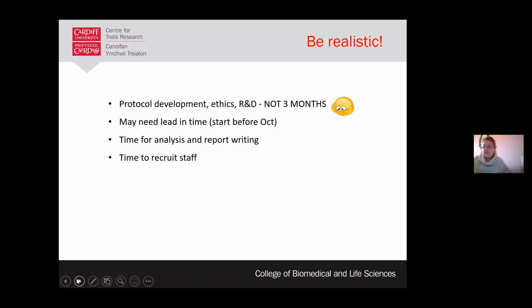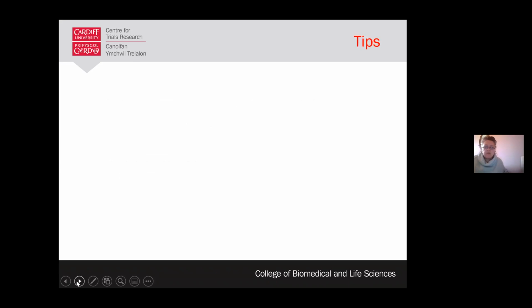And then you need to make sure that you've included time to recruit staff and any contracting that may take time, depending on which organisation you work with and who your partners are. And make sure that you're realistic about the time it will take for recruiting your participants. Based on the numbers, your team around you should guide you about what the turnover of patients is that they see, which gives you an indication of how much time you would need to allow for participant recruitment.